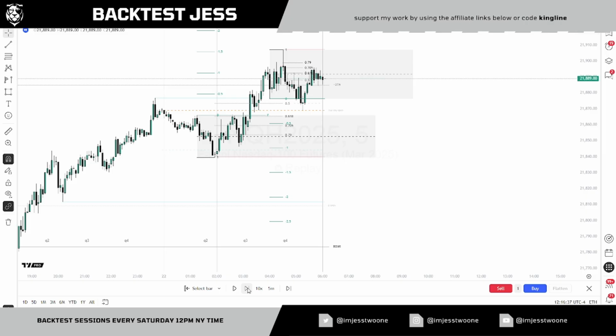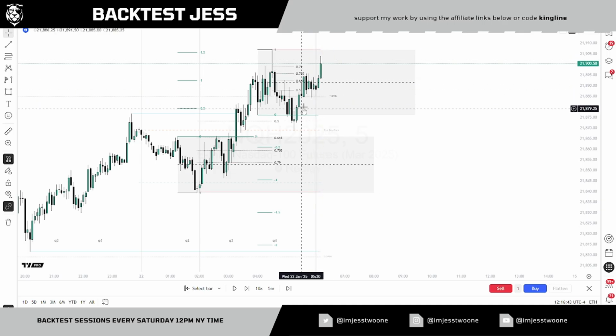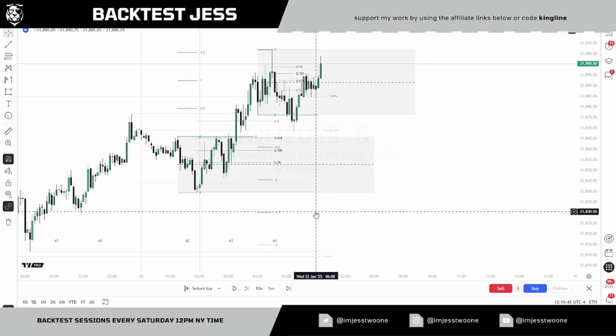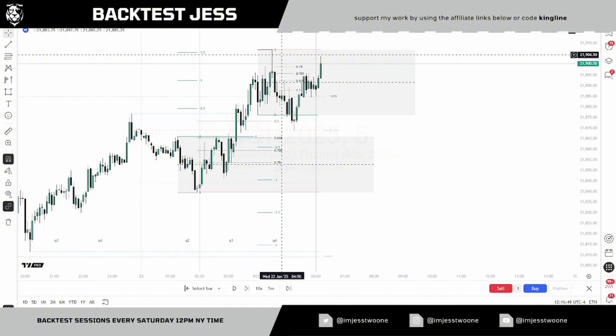Guys, if you have questions while I'm going through price, please feel free to stop me. All right, so we are now entering a new 4-hour candle at 6 a.m. The 2 a.m. candle expanded upward, right?